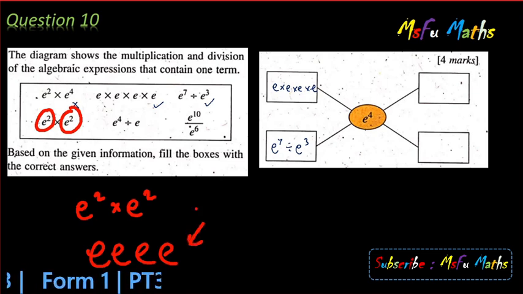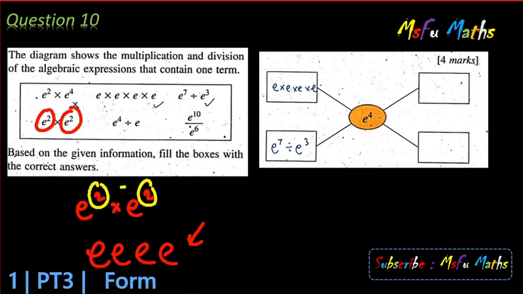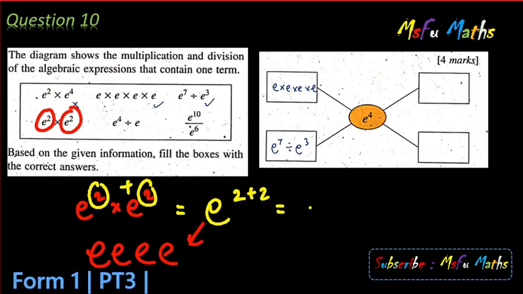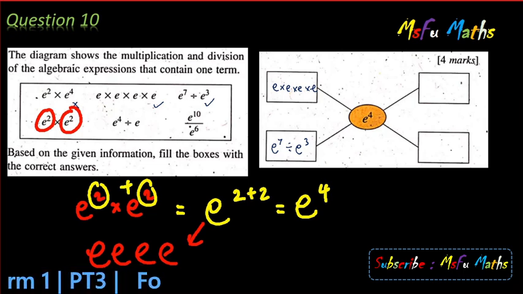So you have 4 e's here. In other words, you just take these two and you add 2 plus 2. So the exponent is 2 plus 2, you will get, again, sorry, it's not exponent. E to the power of 4. Okay? E to the power of 4.